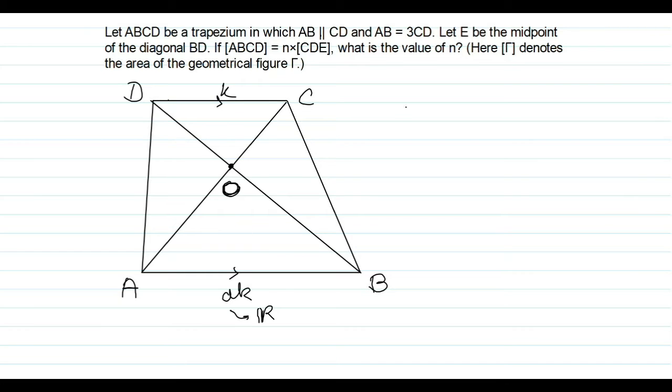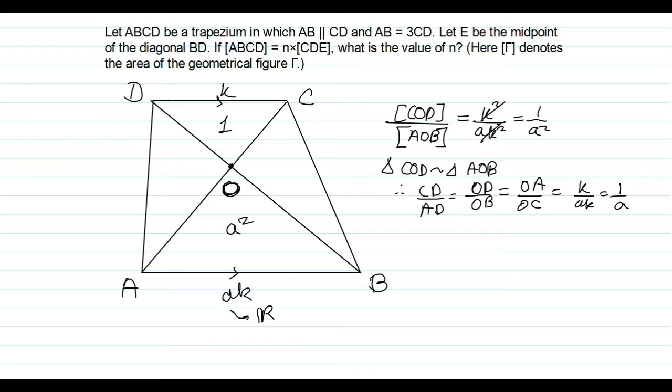Since they are similar, the area of COD by area of AOB will be the ratio of the squares of their sides, which is equal to 1 over A squared. K squared cancels, and so it is 1 over A squared. So if this is 1, this would be A squared. Now, since triangles COD and AOB are similar, we could also say that OD by OB is equal to CD by AB, which is equal to 1 over A. Let me write that down for you. So if OD measures 1 unit, then OB would measure A times 1 unit.